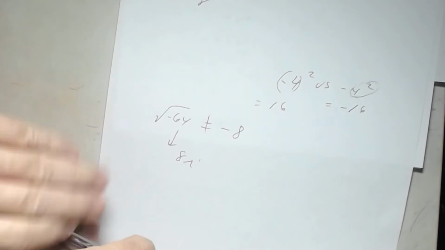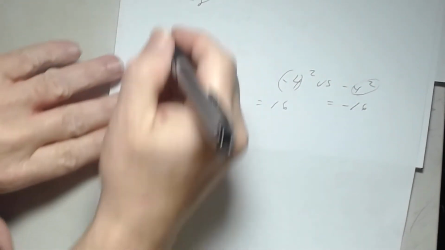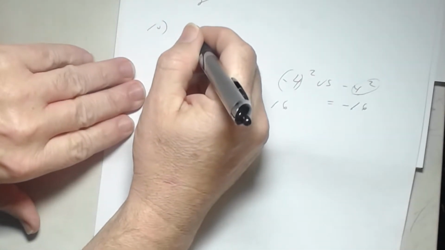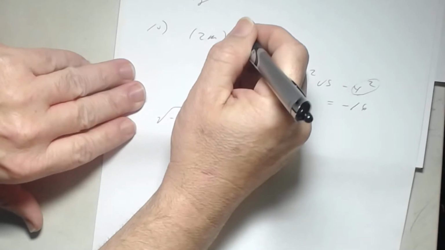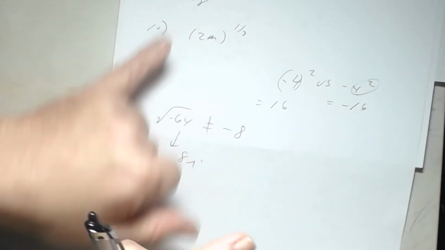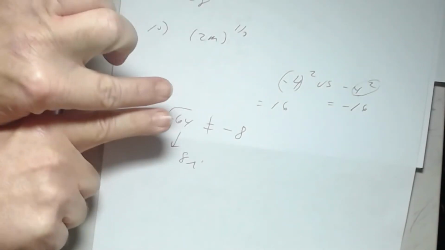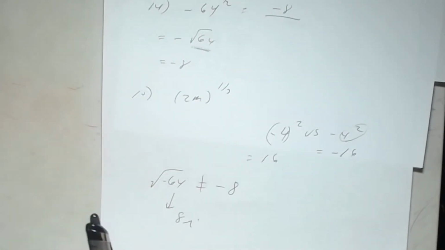So that's 14. Now, the next one is number 10, 2m to the 1/3. The directions say use radical notation and then simplify if possible. So the first thing you do is write this as a radical. Pull the page down a little. What's that as a radical? That's 2m raised to 1/3.